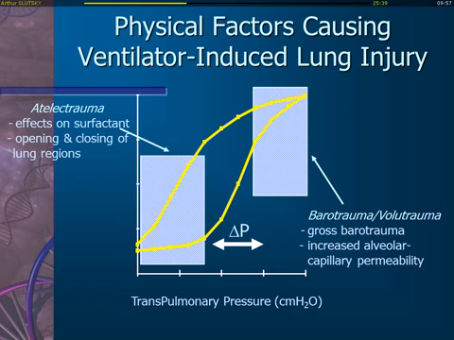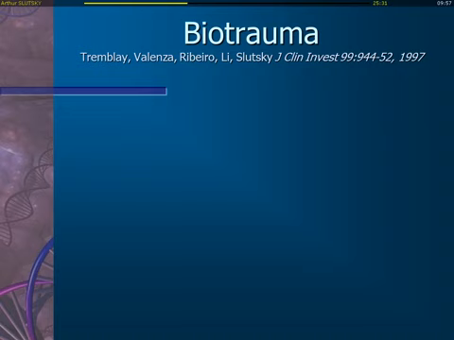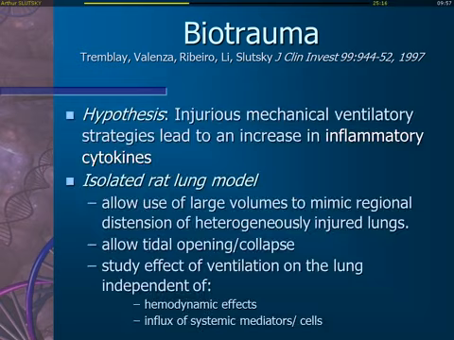Another type of injury that's more subtle than these types of injury is something we've called biotrauma. And we published on this about 15 years ago in the Journal of Clinical Investigation, a study looking at not just the biophysical trauma but some of the biochemical implications of it. So a hypothesis was that when we used injurious forms of ventilation, which I showed you previously, this could lead to an increase in inflammatory cytokines. So physical forces could lead to biochemical output.